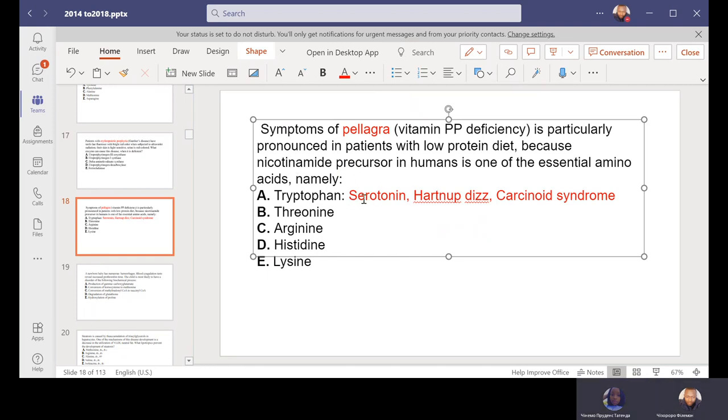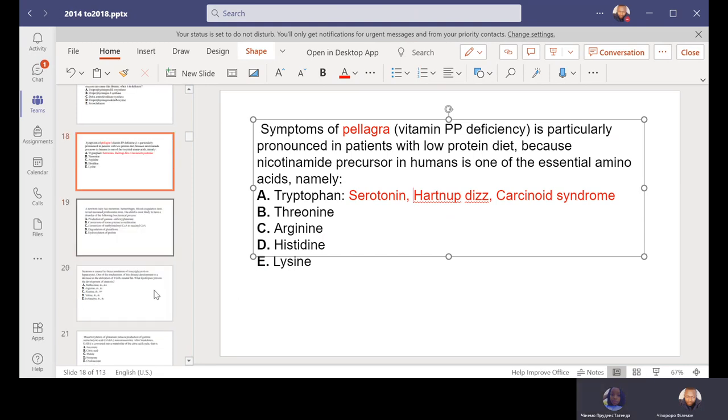And also serotonin, as I said. The second condition which I mentioned is carcinoid syndrome. Carcinoid syndrome is where serotonin is being produced by neuroendocrine cells, for example, in the GIT. If the reaction is producing more serotonin, it means there will be less tryptophan to be converted to nicotinic acid. Therefore, there is deficiency of nicotinic acid, or niacin, or vitamin B3.